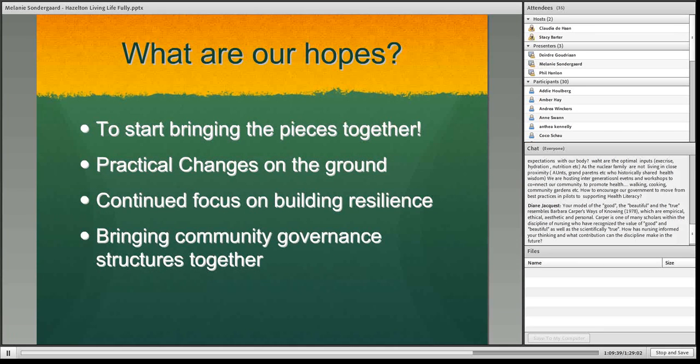And finally, what are our hopes to start bringing all of these pieces together? I think we've learned a ton, and it's starting to make those links and figuring out how to actually take what we're hearing and get it to the right places so that those who are making decisions are actually able to make shifts and changes around guidelines. Continued focus on building resilience in addition to those really practical changes I talked about, access. And finally, bringing our community government structures together. There's so many willing people, but how do you make it manageable so busy people can actually sink their teeth into something and make it a really tangible policy change that they can make at their decision-making level that'll make a difference on the ground.